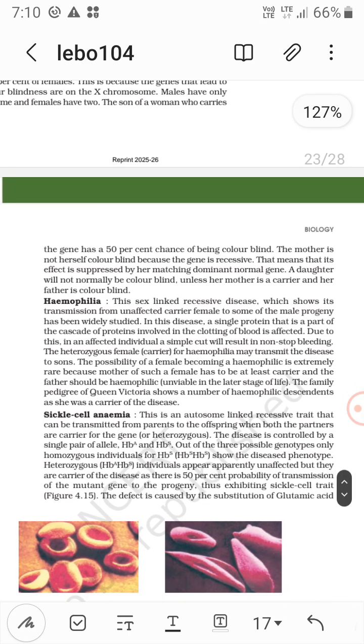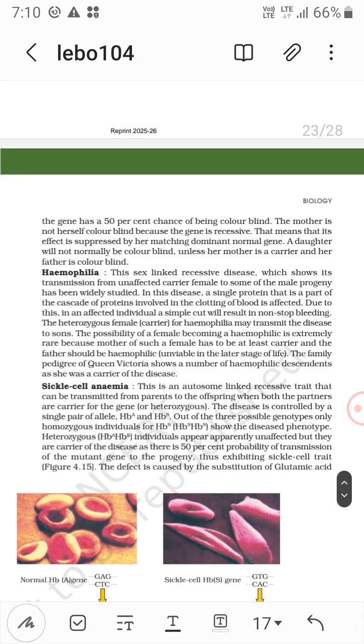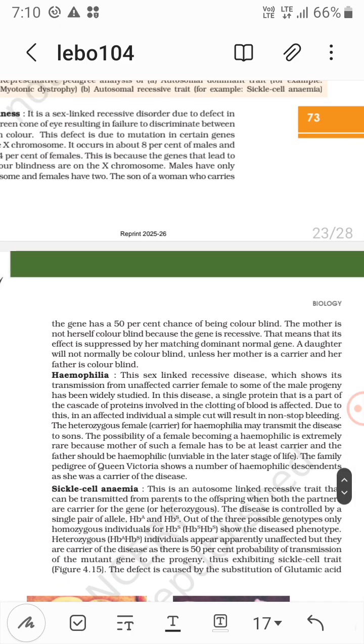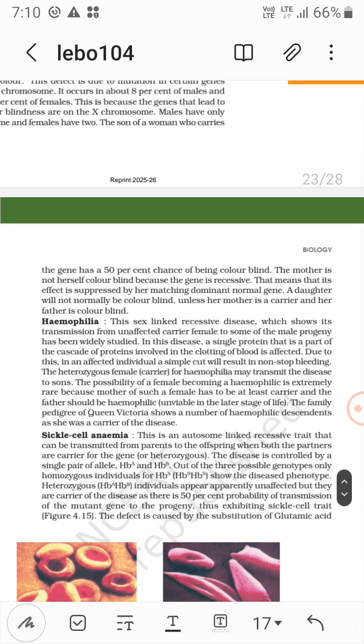The mother is not herself colorblind because the gene is recessive. We are talking about the heterozygous condition, which means that its effect is suppressed by her matching dominant normal gene. And carrier, we are talking about the heterozygous, right?